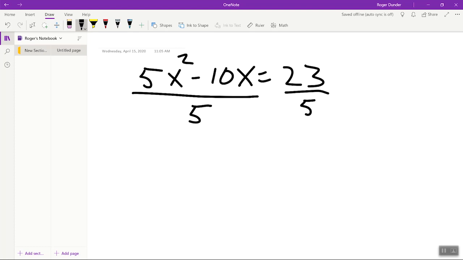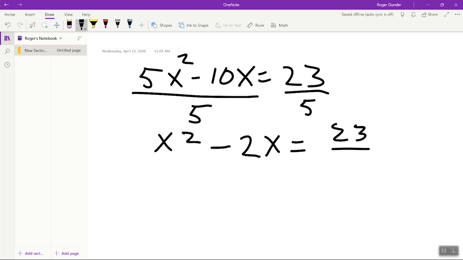Dividing the left side of the equation by 5 gives us x squared minus 2x, since 5 into 10 goes 2, equals 23 over 5. And we're going to leave it as 23 over 5 because I don't want to put any decimals in there just yet. So let's go ahead now and complete the square.